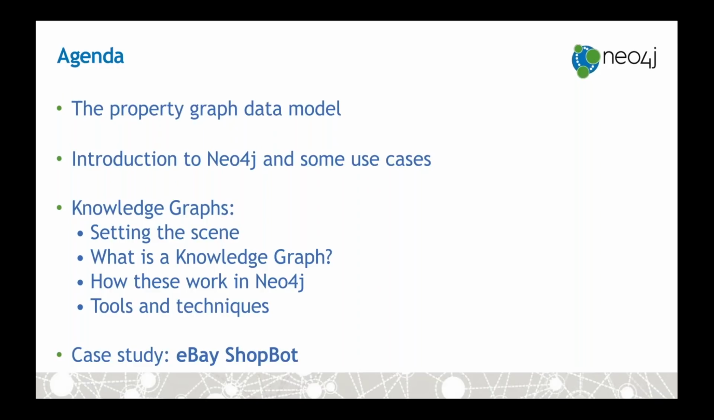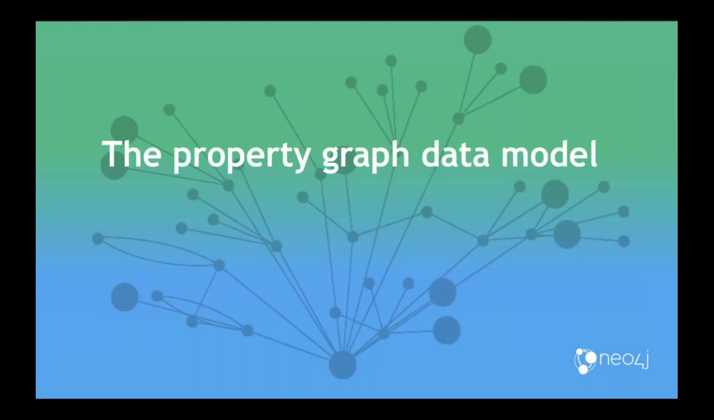Then I'm going to try and define what our definition of knowledge graph is, and also how we envisage this working within Neo4j. Then I shall round that section off by talking a bit about the tools and techniques to, first of all, manage your knowledge graph, and then how to use your knowledge graph effectively. And then we shall end the talk with a really super case study, and that's the eBay ShopBot.